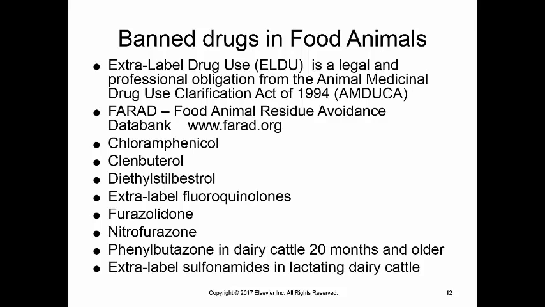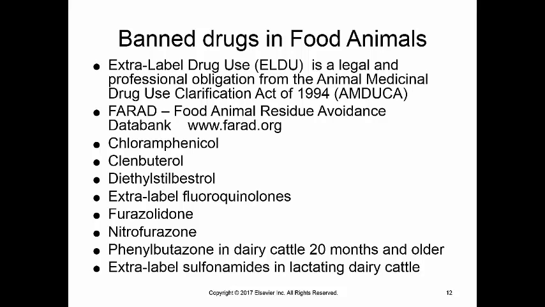A place that you can go to check for using different drugs in food animals, and whether we have proper withdrawal times, and it will actually list current banned drugs, is the Food Animal Resistance Avoidance Data Bank, also known as FARAD. You can go to www.farad.org, and if you go to that site, it will tell you about the proper dosage in food animals and whether or not a drug is banned. The following drugs are banned in food animals.